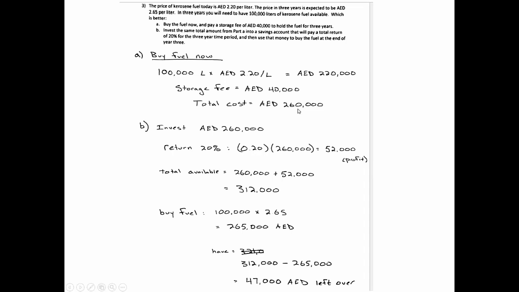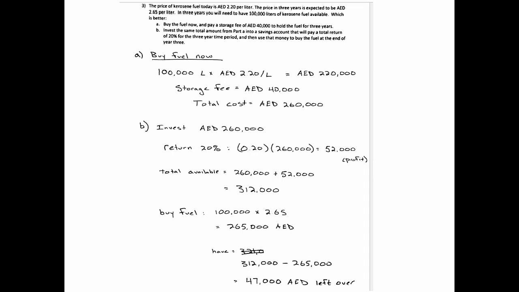So option B says, let's take that same amount, which we were going to spend anyway on the fuel, but rather than buying the fuel and storing it, why not just take the money and put it in the bank? So the 20% return, that's the interest you're going to earn on the savings, $52,000. So combine that $52,000 with how much you actually put into the bank, and the total available that you'll have at the end of the 3 years that you could withdraw and purchase the fuel, you'll have $312,000.